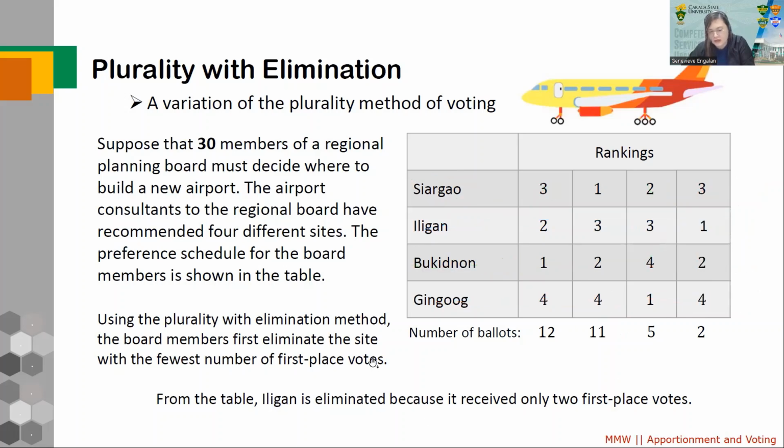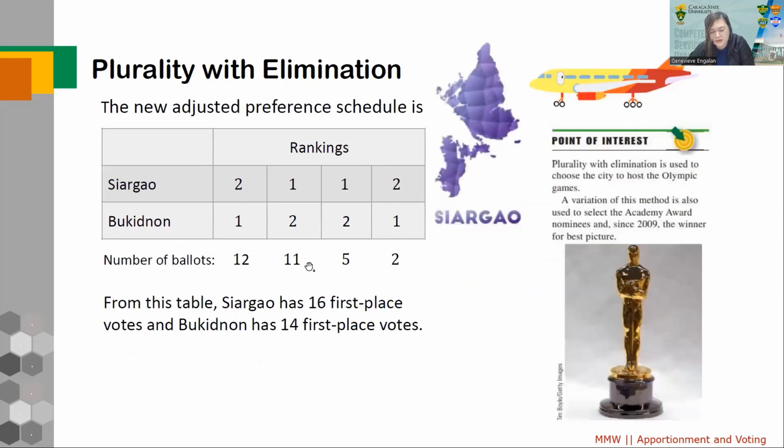Okay, so si Siargao has 16 first place. Si Bukidnon has 14 first place votes. So the winner is si Siargao.